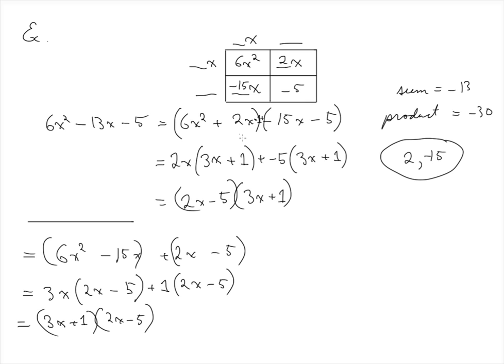Okay, so let's write this out then. So let's fill in this rectangle right here. So this is going to be 2x minus 5 times 3x plus 1. Okay, so we're done. We factorized 6x squared minus 13x minus 5.